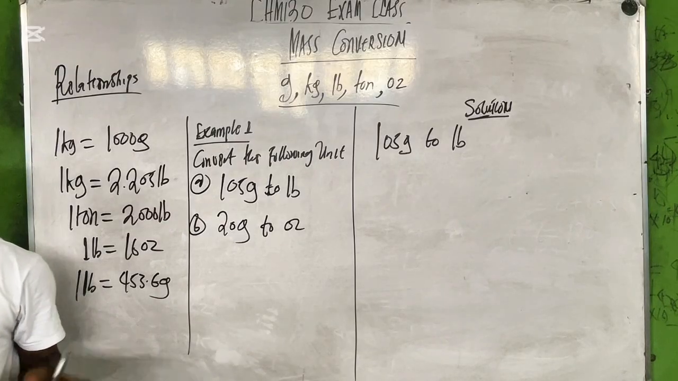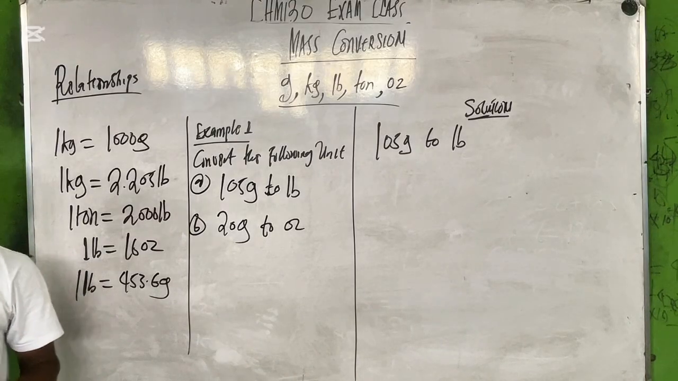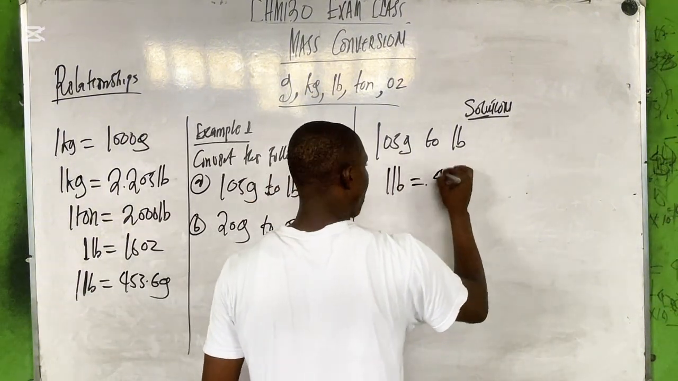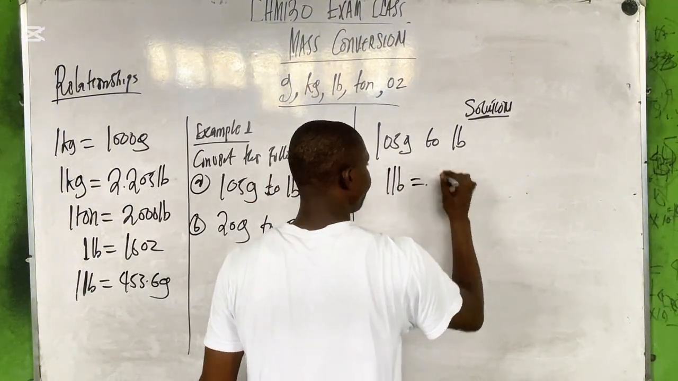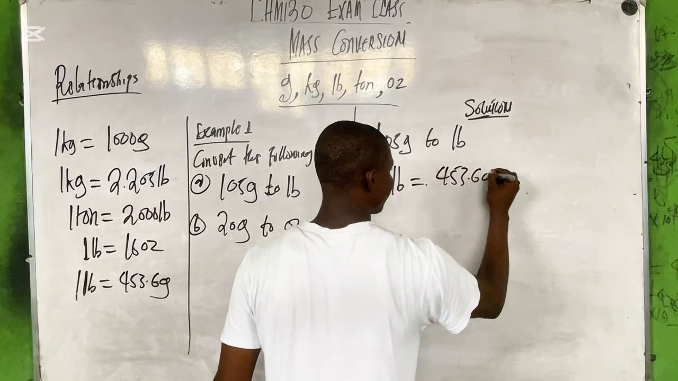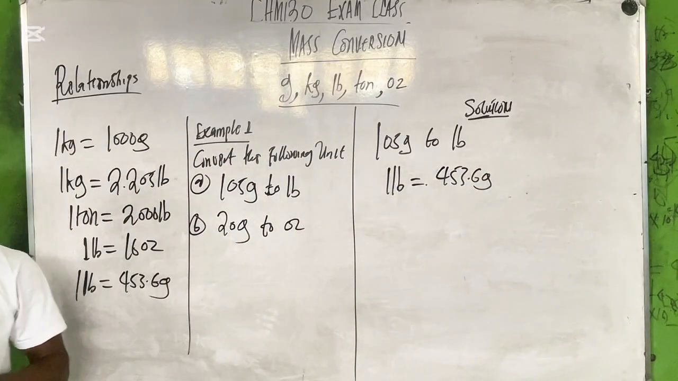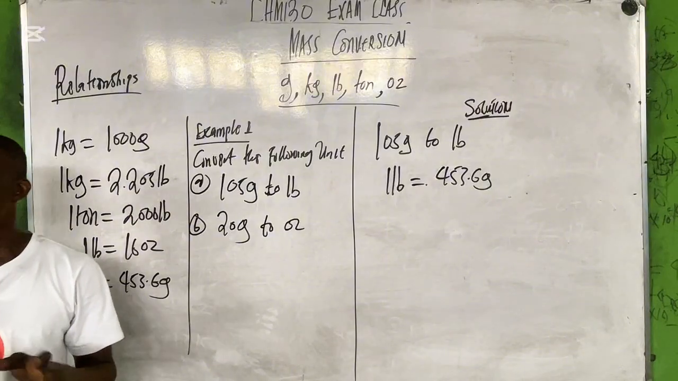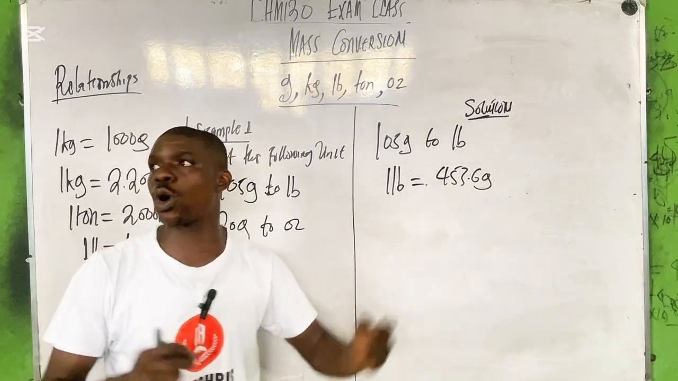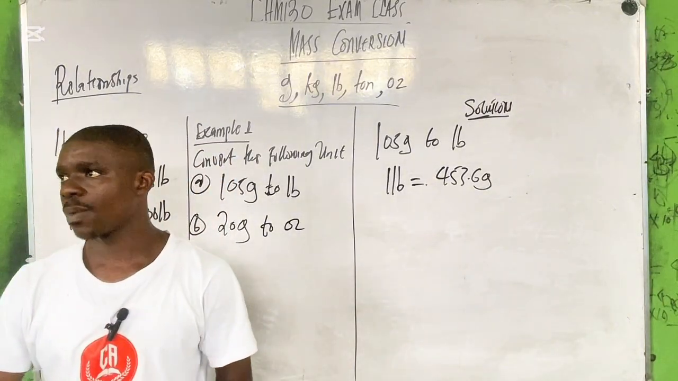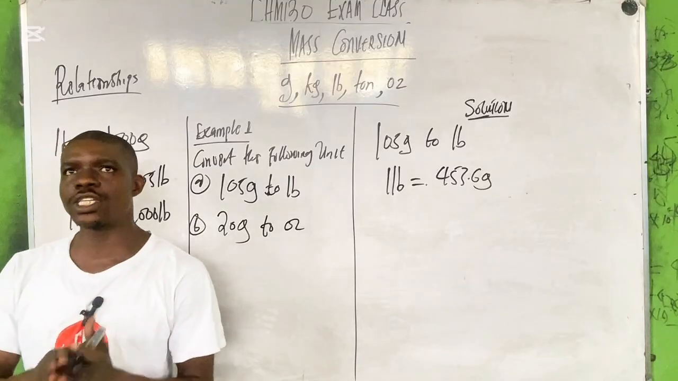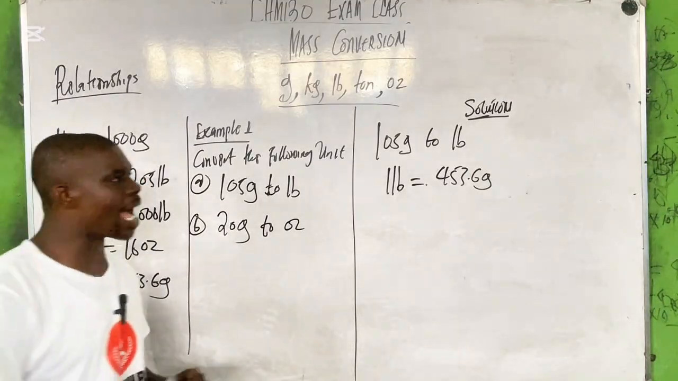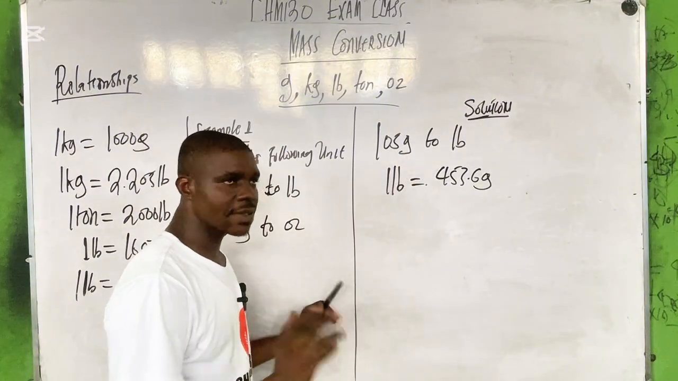What we need to do now is to write it down. So here we have 1 pound equals 453.6 gram. Please don't write. After I've known the relationship, you now move to the final step. In the final step, you must arrange it in such a way that the units will cancel out each other. Let me explain to you.